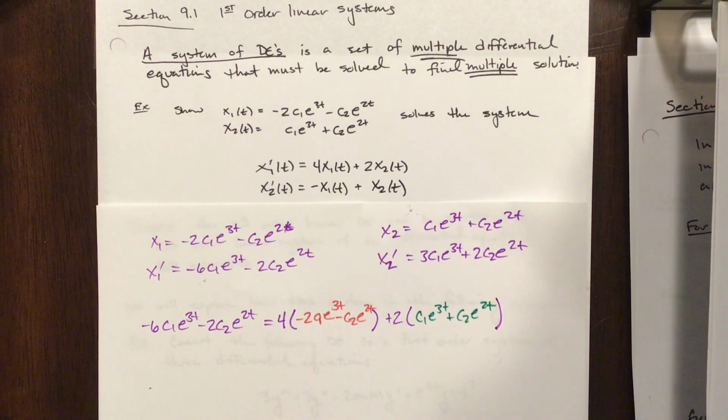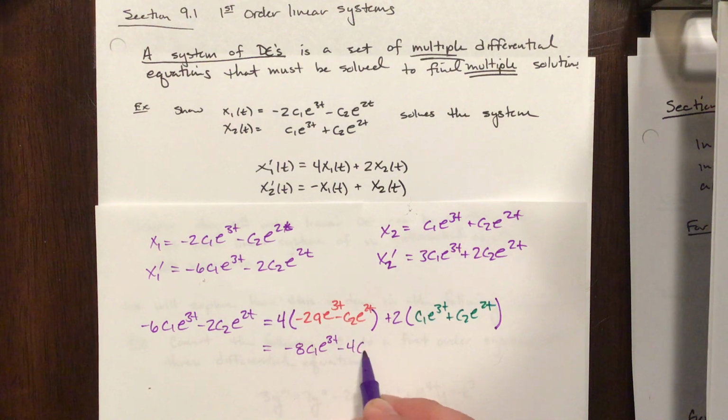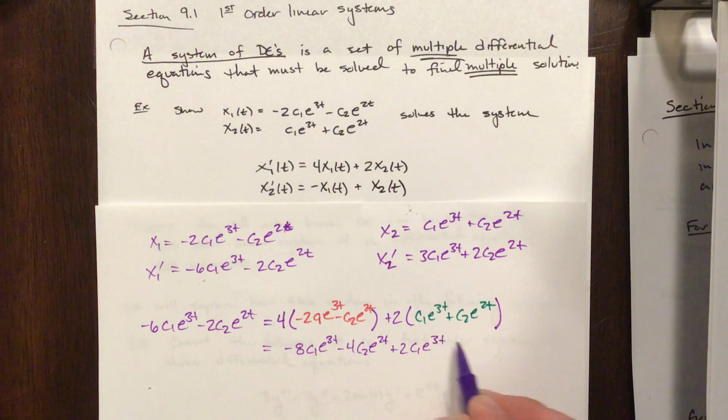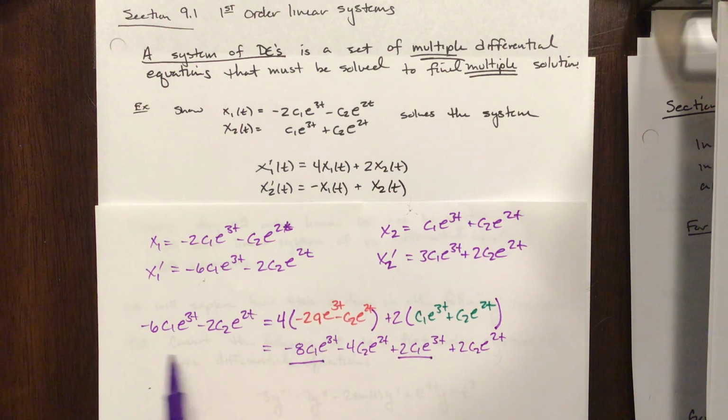Okay, not only do we have to demonstrate that, which shouldn't be that hard, we get minus 8c1 e to the 3t minus 4c2 e to the 2t plus 2c1 e to the 3t plus 2c2 e to the 2t. So combining like terms, minus 8c1 plus 2c1 e to the 3t is minus 6c1 e to the 3t. Negative 4 plus 2 c2 e to the 2t is that right there. So this is a true statement.